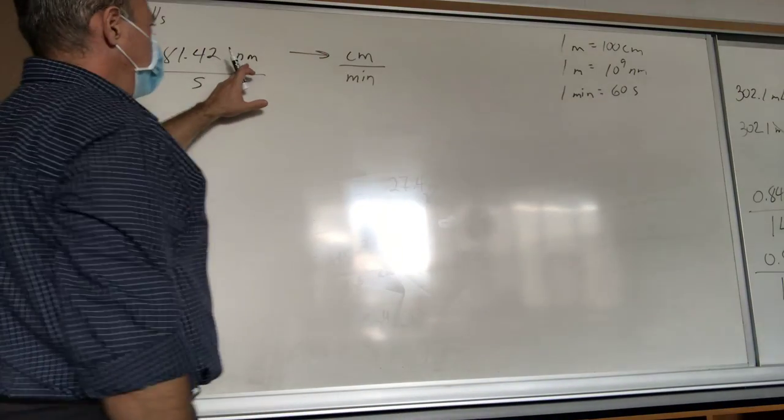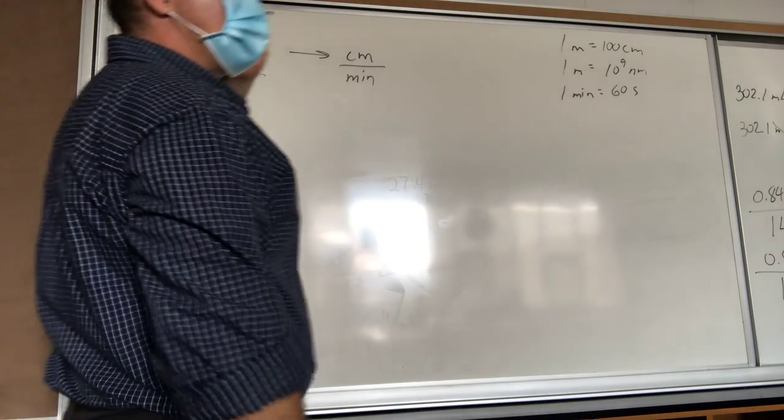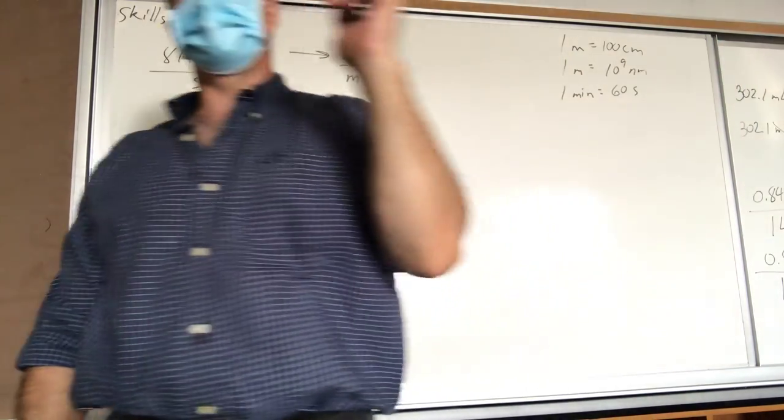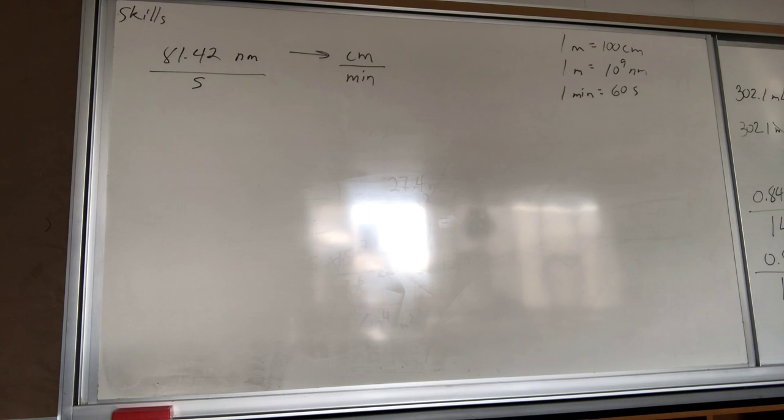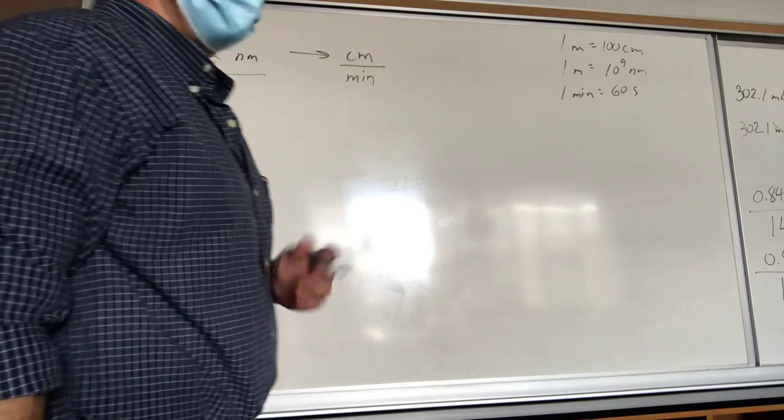The first step is to get rid of nanometers and turn it into centimeters. I don't know the conversion factor from nanometers to centimeters, but I do know the conversion factor from nanometers to meters, and I do know the conversion factors from meters to centimeters. So I'm going to use two conversion factors, and that's fine. You don't always have to take the straightest road to get to somewhere, as long as you get there.